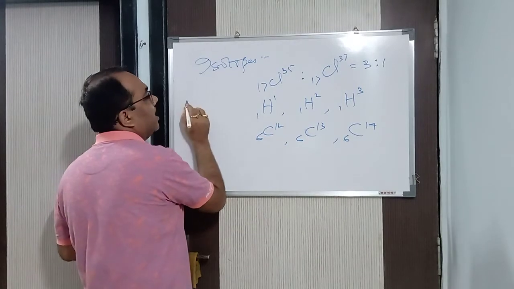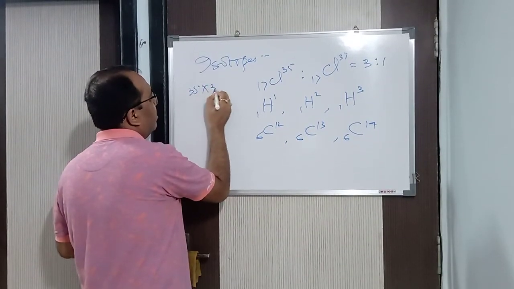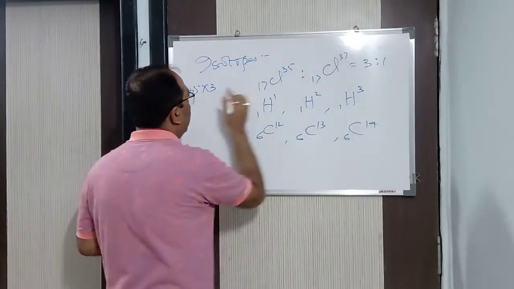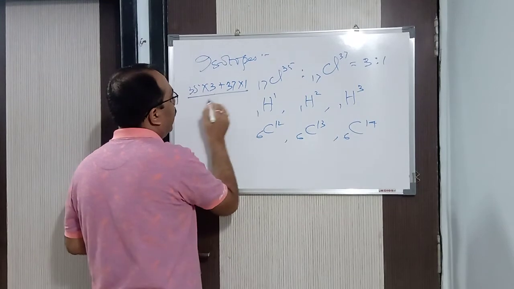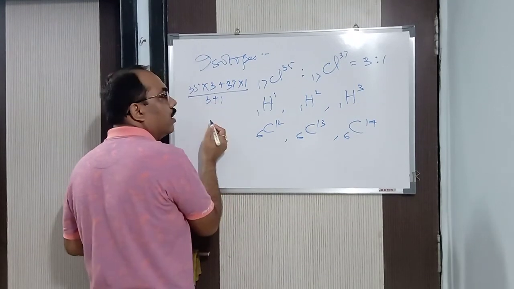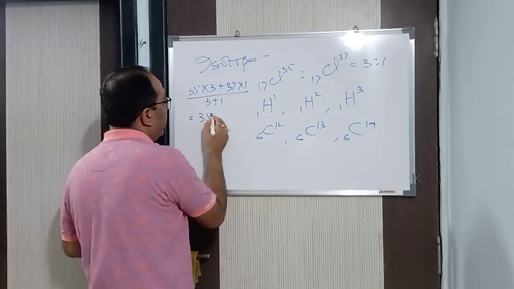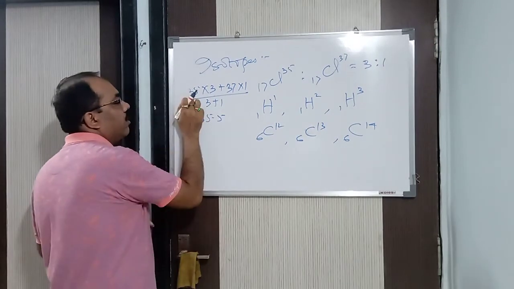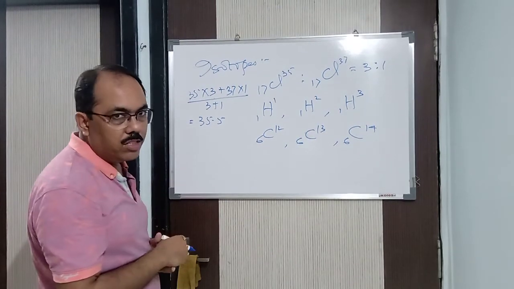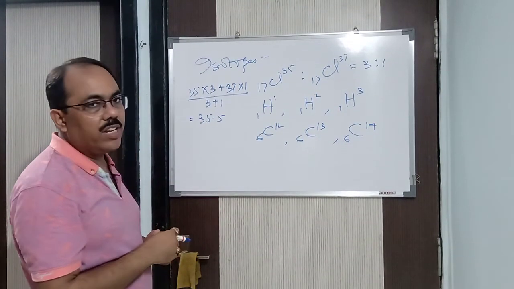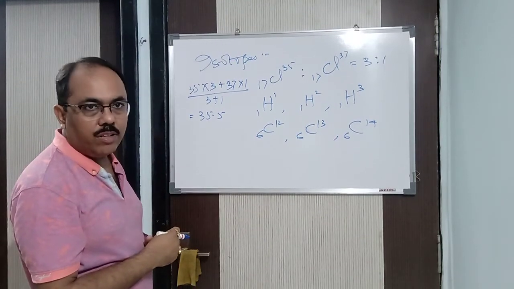So if I want to calculate the average atomic mass of chlorine, what will I do? Very simple. Maths, 35 into 3 because this is 3 parts, and 37 into 1, this is 1 part, divided by 3 plus 1, which is 4, because total parts is 4. Now you do it and see, you will be getting 35.5. So average atomic mass of chlorine is taken to be 35.5 in this way.